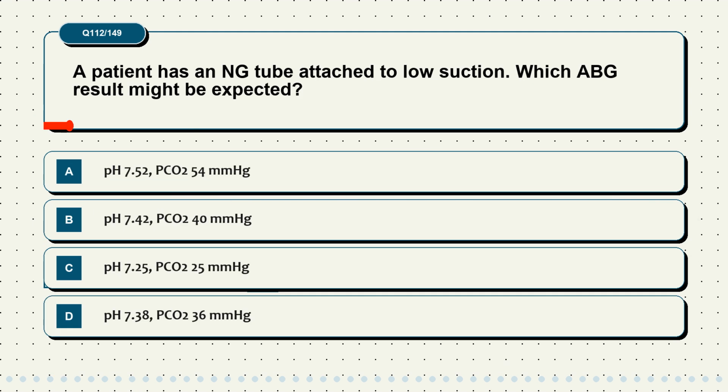Question 112. A patient has an NG tube attached to low suction. Which ABG result might be expected? Here are the options. Option A. pH 7.52, PCO2 54 mmHg. Option B. pH 7.42, PCO2 40 mmHg. Option C. pH 7.25, PCO2 25 mmHg. Option D. pH 7.38, PCO2 36 mmHg.